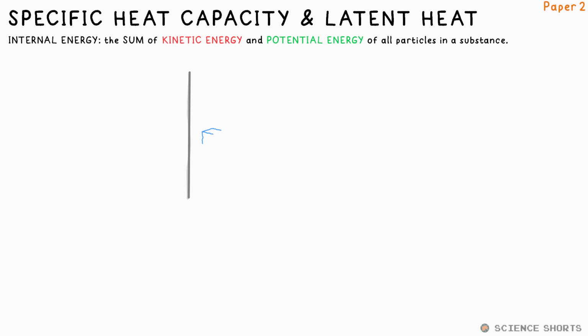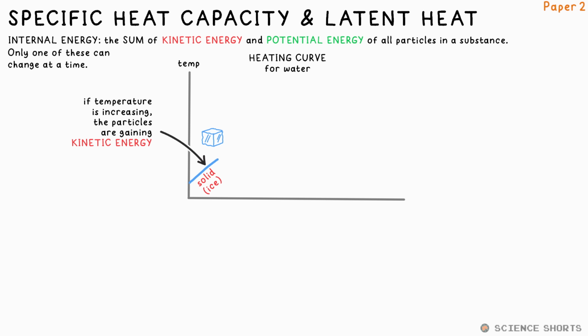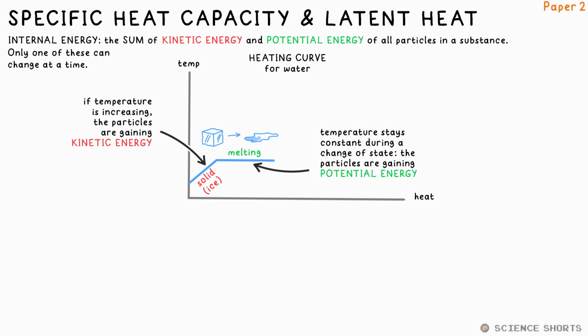If you have a block of ice and supply heat to it, its temperature will increase. The particles vibrate faster, which means they're gaining kinetic energy. However, once it reaches the melting point of 0 degrees C, its temperature will remain constant until it's all melted. Only then will its temperature start increasing again. The same thing happens when it reaches 100 degrees and it turns into a gas.